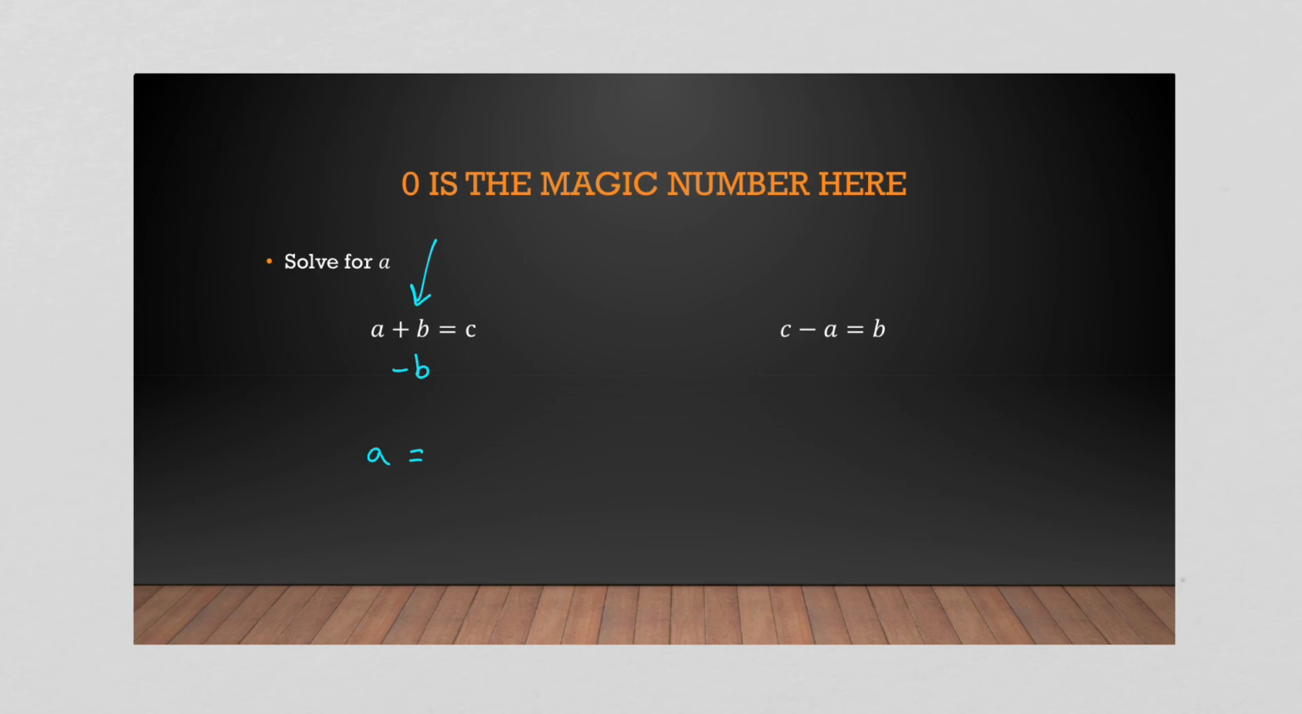Doesn't matter what b is. B minus b is going to be 0. So on this side, I subtract b. So a is equal to c minus b. Boom. Done.